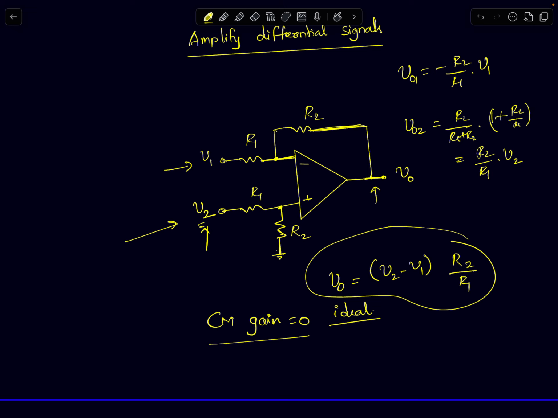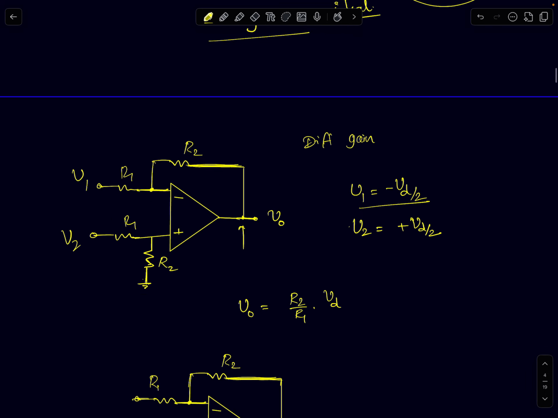And also very quickly, anytime we take a circuit like this, we will find what its differential gain is and common mode gain is. Differential gain, we already analyzed. It's very simple. Assume we apply Vd by 2 and minus Vd by 2 on both the nodes. V2 is Vd by 2, V1 is minus Vd by 2. Then the differential gain is simply R2 by R1 times V2 minus V1, which is Vd itself. It's simply R2 by R1 is the differential gain for the circuit.